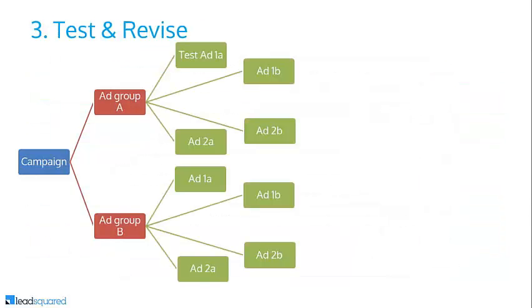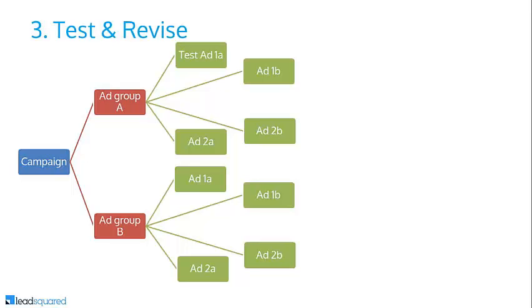Okay, now we talk about the third most important thing, that is test and revise. This is important. You need to test and keep experimenting with your ads so that you know where you fall short and which ones are performing the best. So I've created a small diagram of how you can test your ad campaigns.